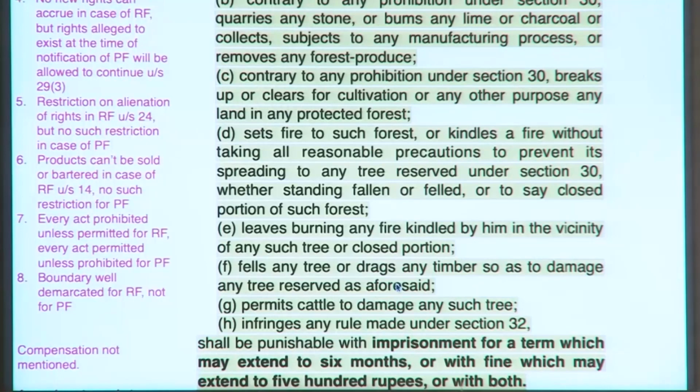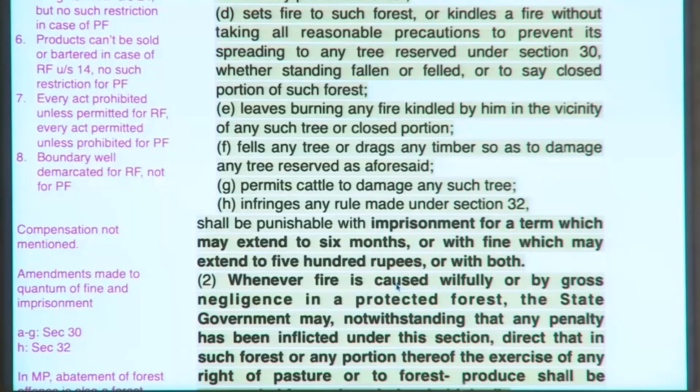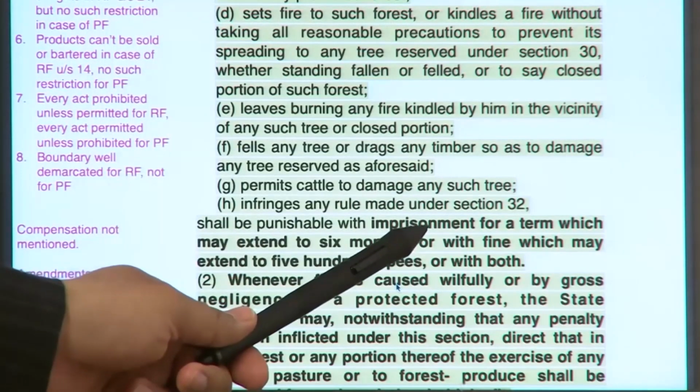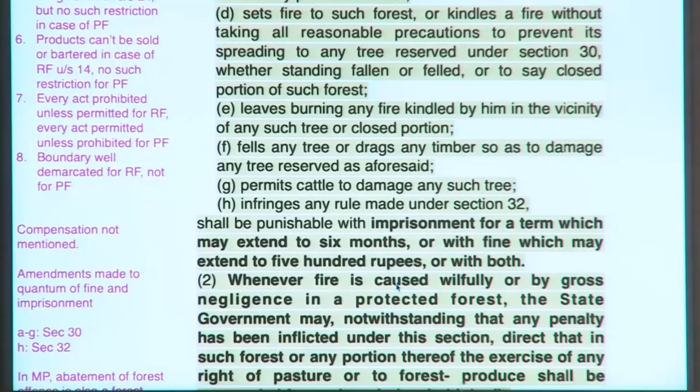or to said closed portion of such forest, leaves burning any fire kindled by him in the vicinity of any such tree or closed portion, or fells any tree or drags any timber so as to damage any tree reserved as aforesaid, or permits cattle to damage any tree, or infringes any rule made under section 32. So, now all of these are also forest offences, and the act now says that all these things shall be punishable with imprisonment for a term which may extend to 6 months, or with a fine which may extend to 500 rupees, or with both.